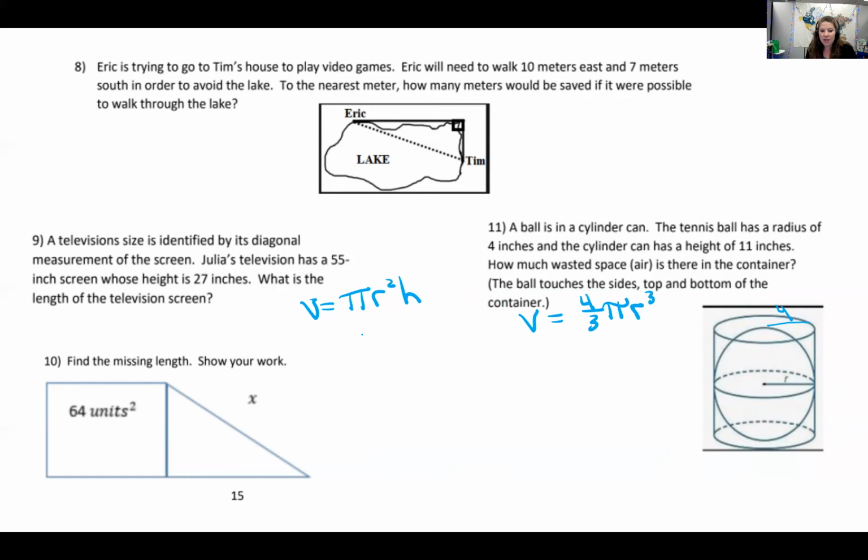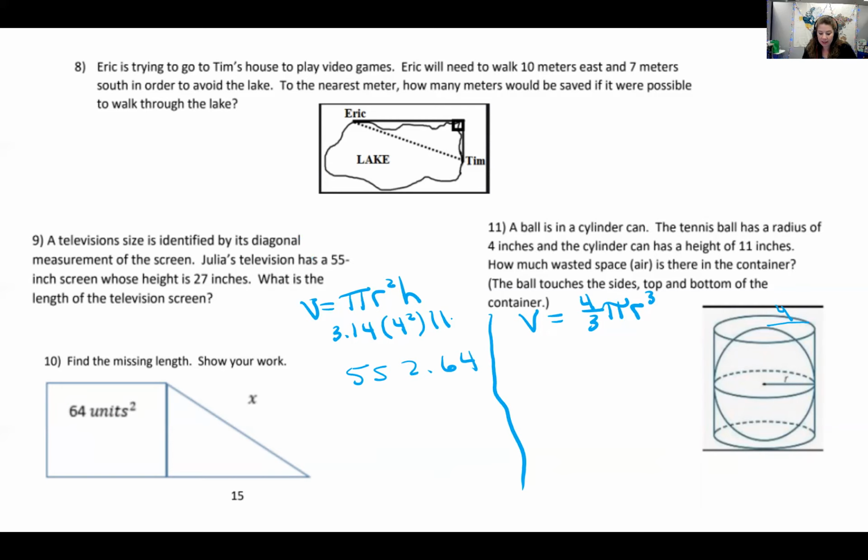Okay, so let's do our cylinder first. We're going to use 3.14 times our radius squared times the height of the container, which is 11. So we're going to plug that right in our calculator. And I get 552.64.